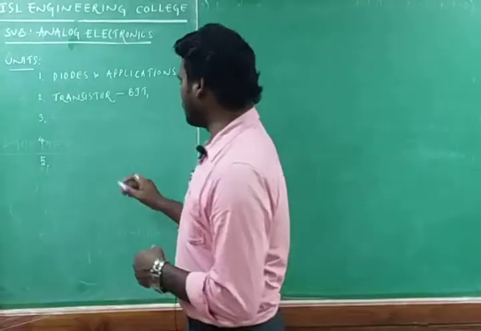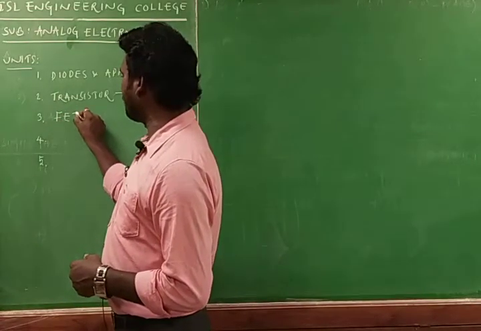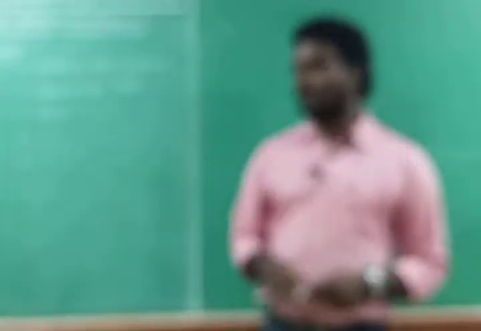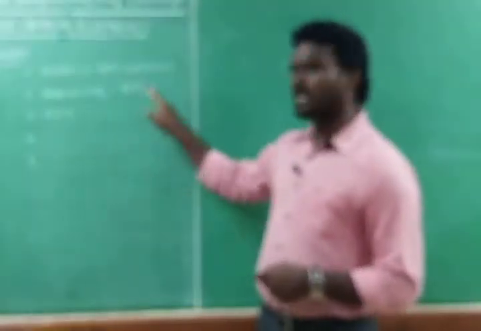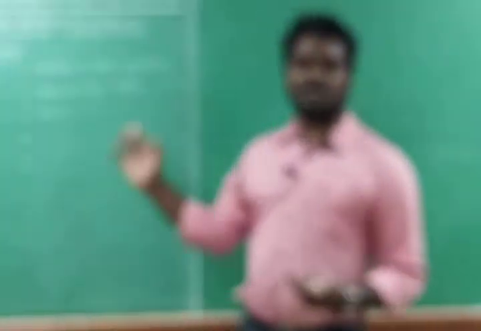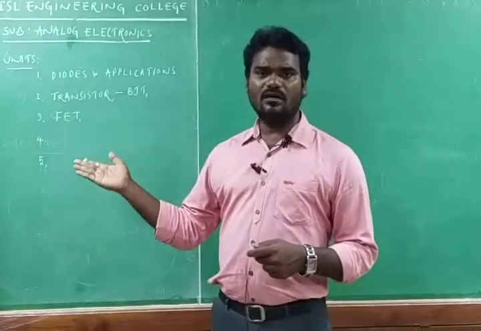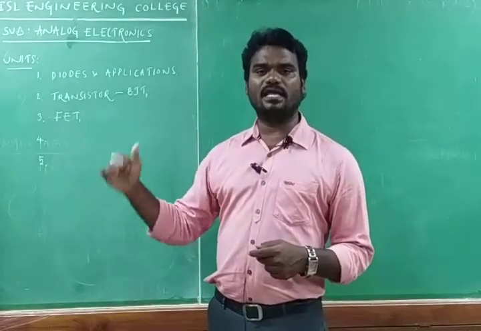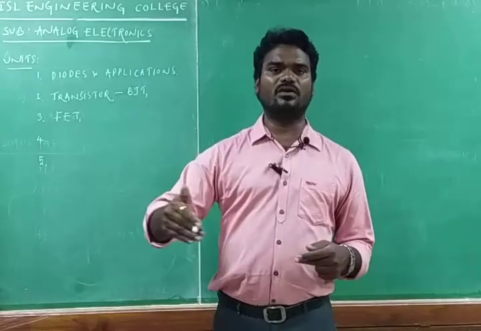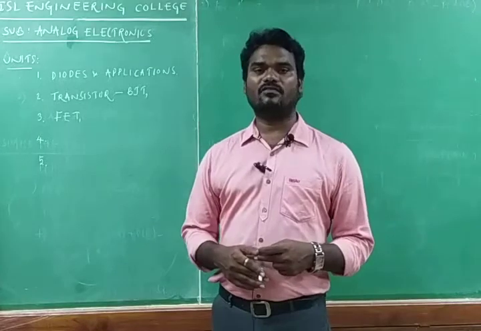And in the third unit we are going to discuss another type of transistor, that is called FET. FET stands for field effect transistor. BJT stands for bipolar junction transistor, whereas FET stands for field effect transistor. Both are transistors only. But in the second unit we are going to study one type of transistor. In the third unit we are going to study another type of transistor, that is FET.